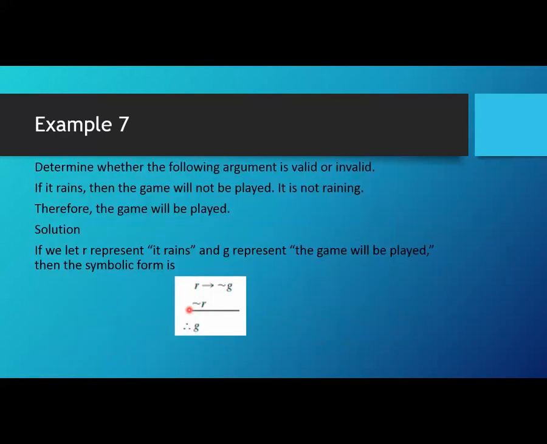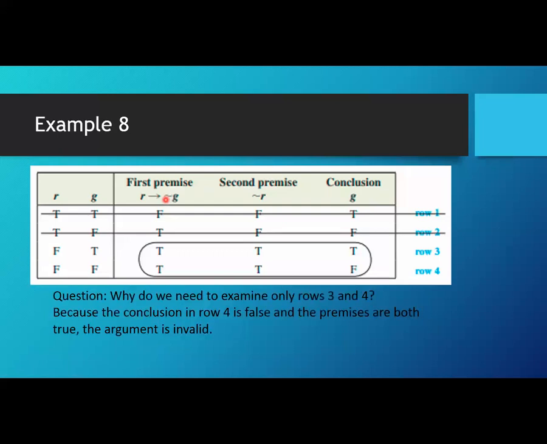Okay? Next is katong sa fish, no? If it rains, then the game will not be played. It is not raining, therefore the game will be played. If it rains, so you need to assume a propositional variable for every proposition nga naa diri as a given argument, no? It rains, ato siyang i-stand for R. And the game will be played, ato siyang G, no? Okay, so naa ta'y duha ka premises. Okay, only two premises. So, if we're going to make a table, ingani niyang iyang table.